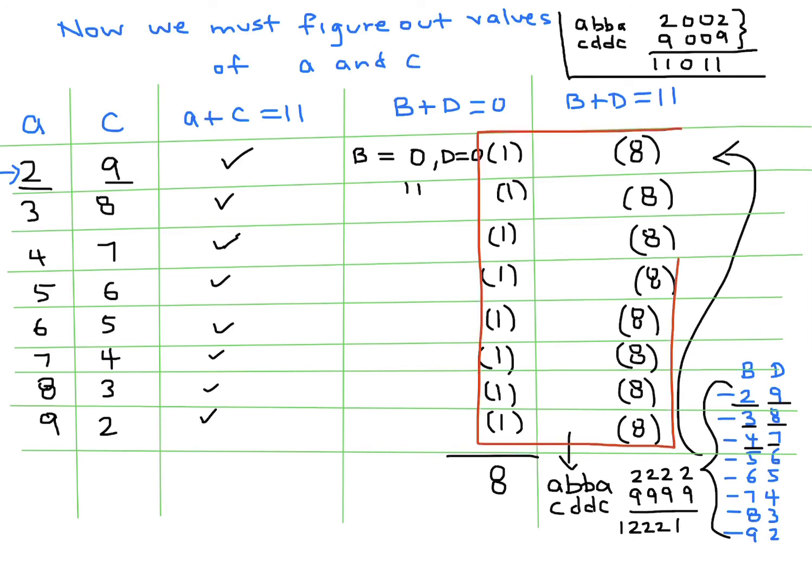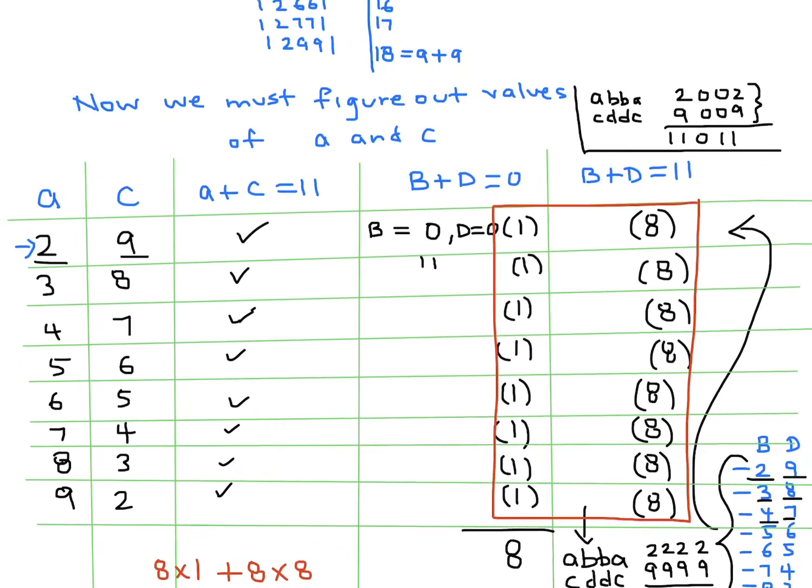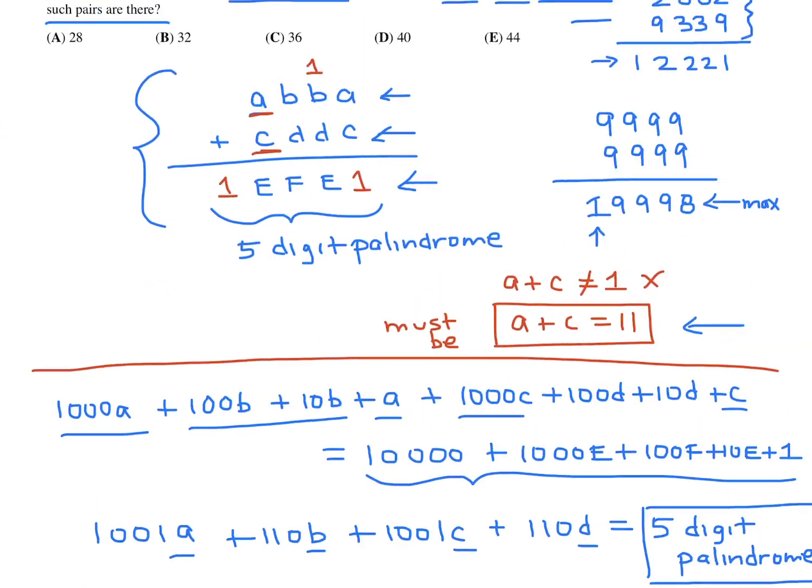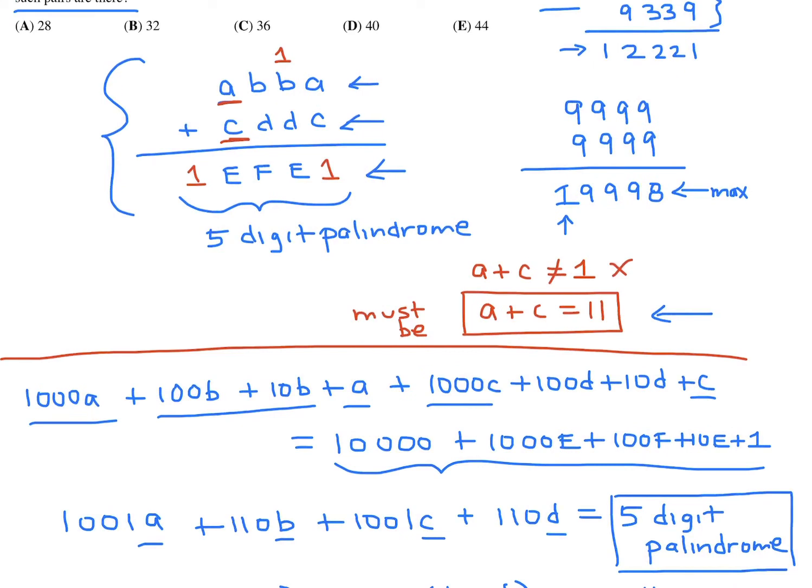All of these. These are all the pairs. So we got 1, 2, 3, 4, 5, 6, 7, 8. 8 times 8 plus 1, 2, 3, 4, 5, 6, 7, 8. 8 times 1. And this looks like 8 plus 64, which is 72. All right, let's go back and see if 72 is one of the answers. And it is not. Oh.